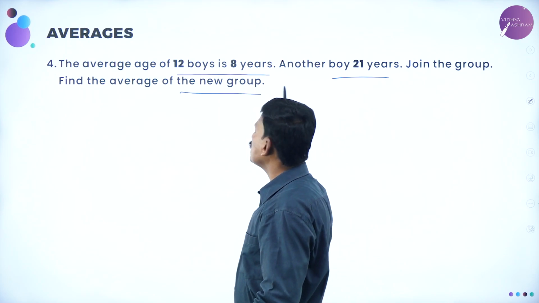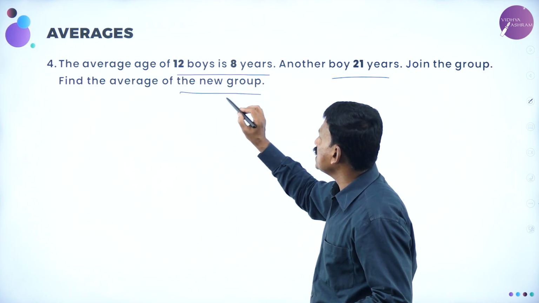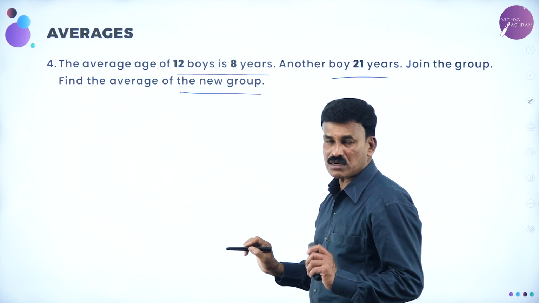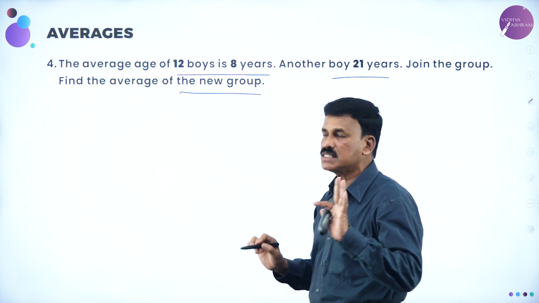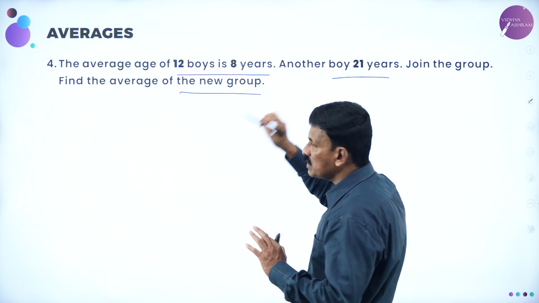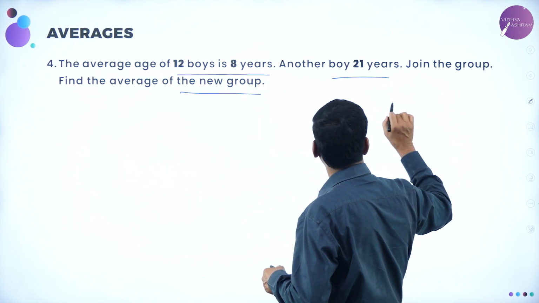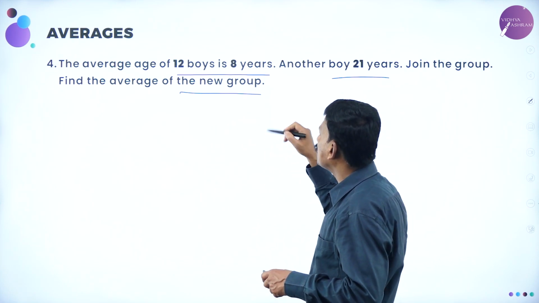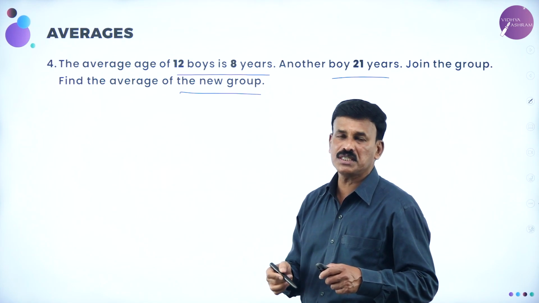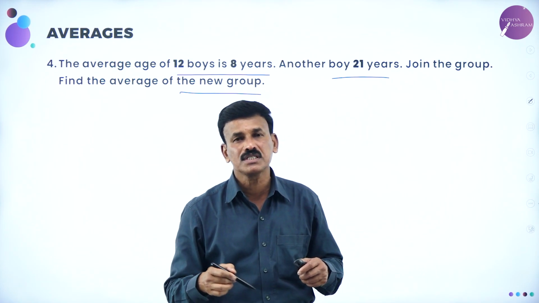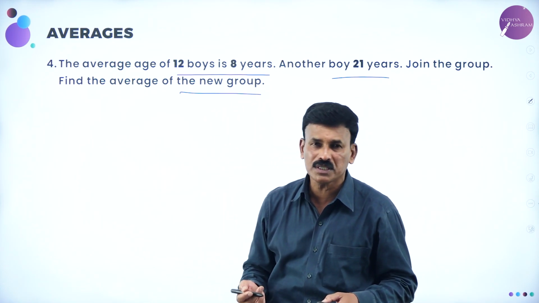Find the average age of the new group. The average age of 12 boys is 8 years. Another boy of age 21 joins the group. Then the average age of the new group is going to change, so we have to find what the average age of the new group is. Very simple problem, an important problem.